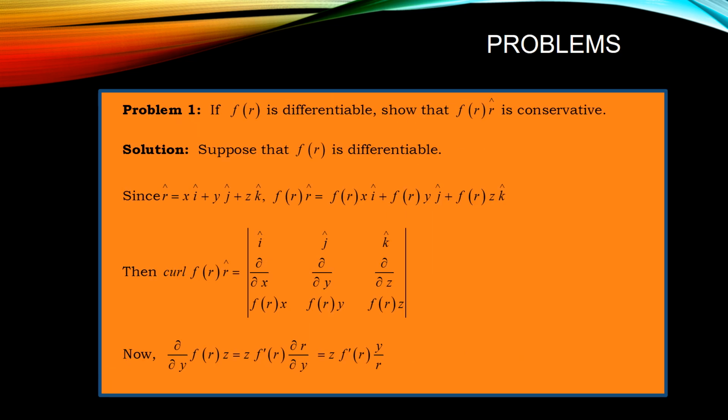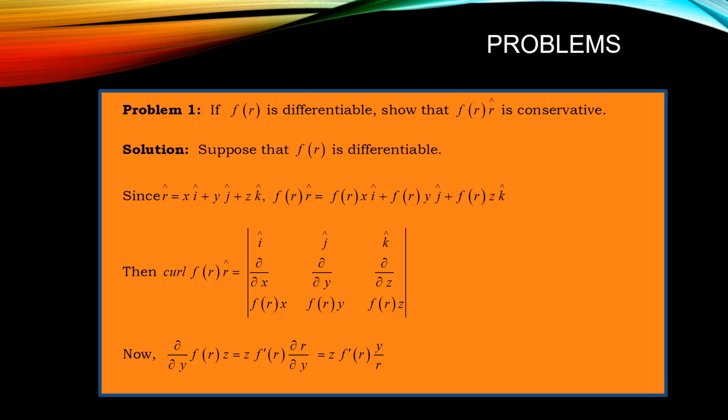Now let us solve a few problems. In the first problem, we are given a vector field f(r)r̂. We need to prove that this vector field f(r)r̂ is a conservative vector field. To show that a vector field is conservative, we have to prove that its curl is 0 vector. So here we have to show that curl of f(r)r̂ equals 0 vector.